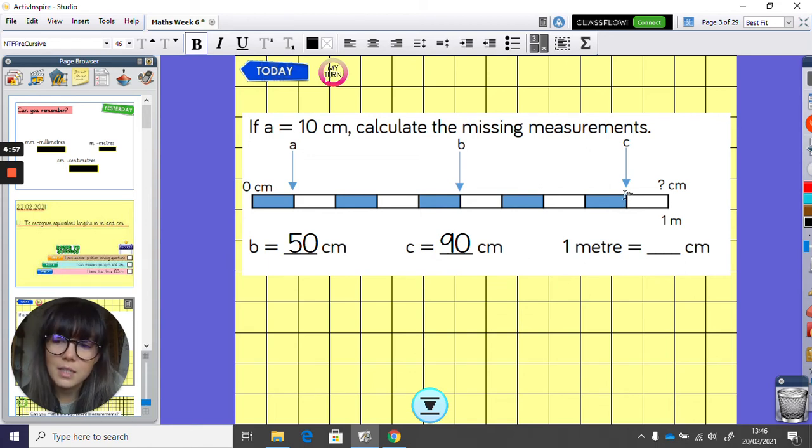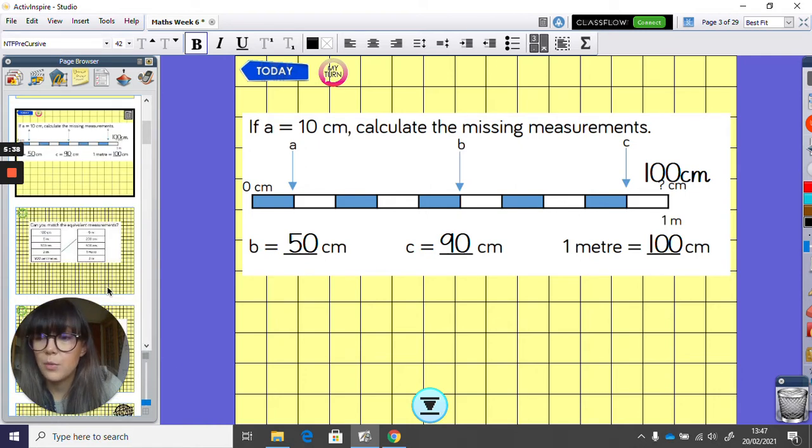Now we're on 90 centimetres here, okay? We're going 10 more centimetres, and it's telling us we're reaching 1 metre. Okay, so how many centimetres then are there in 1 metre? Have a little think. We're on 90 centimetres. 10 more than 90 is going to be 100 centimetres. So we know that that is 100 centimetres at the end there, and it's the same as 1 metre. Okay, well done.